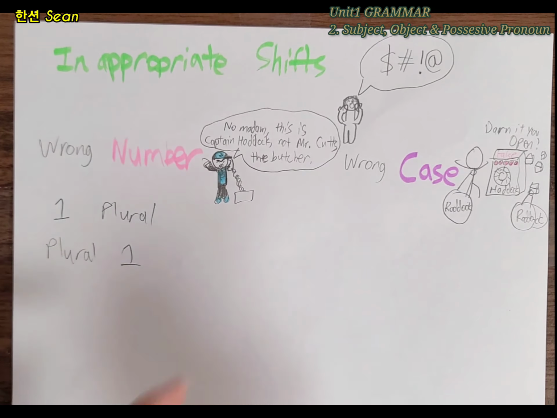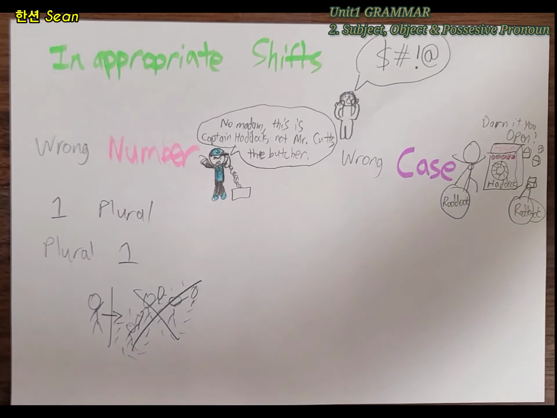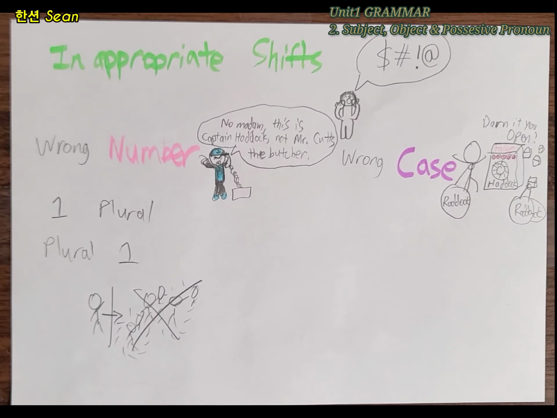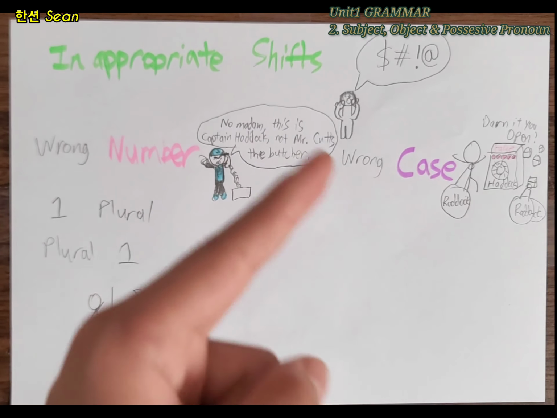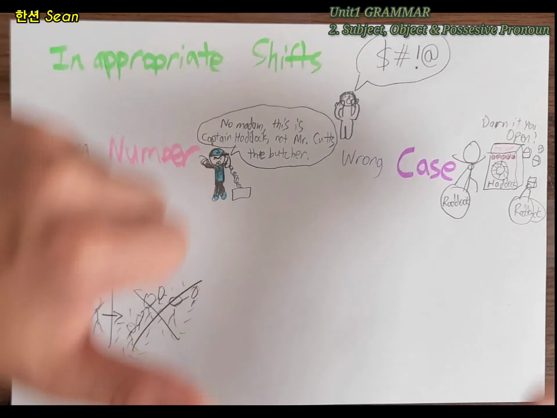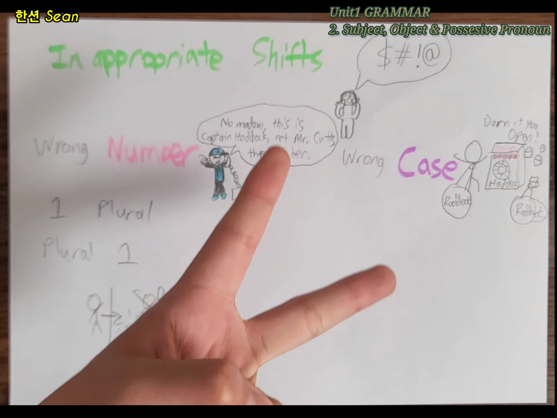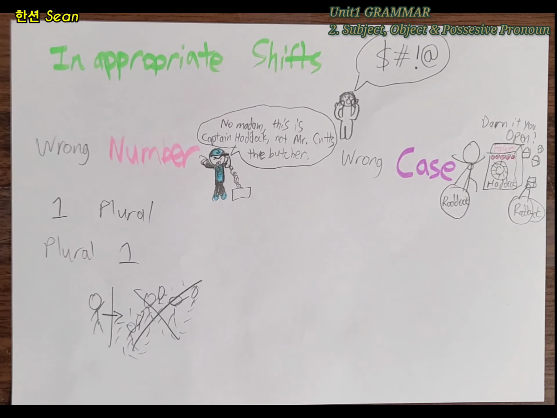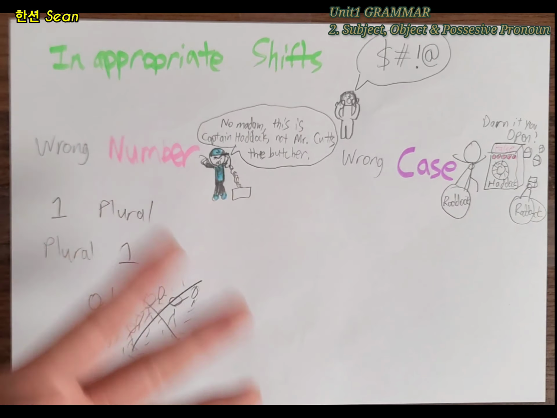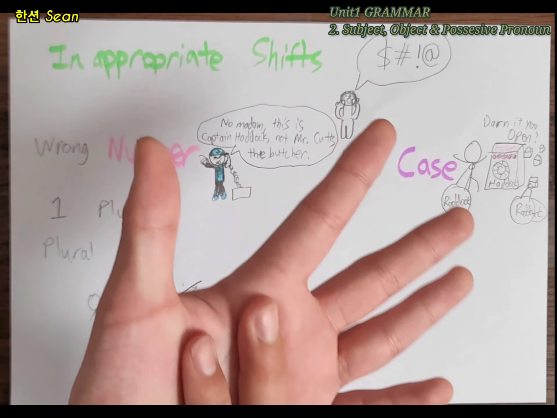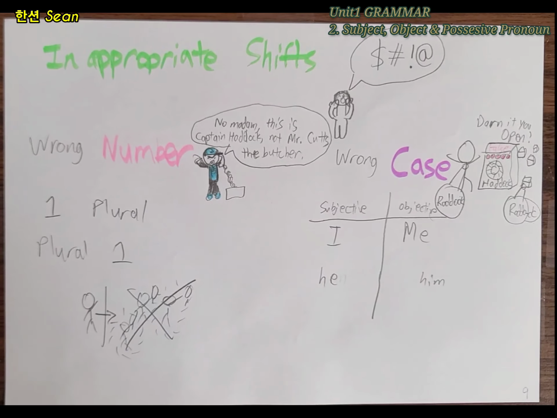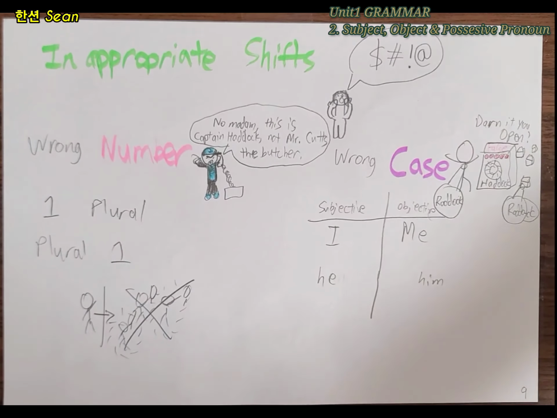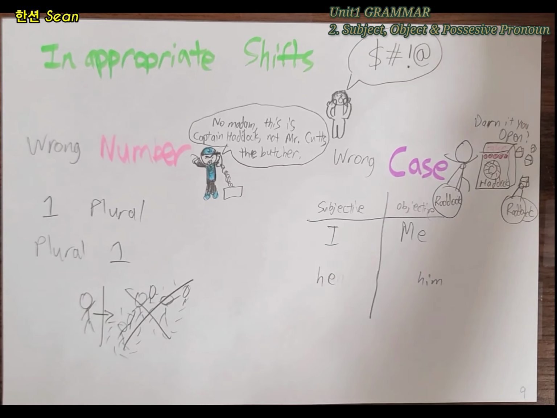Now, for the wrong case, you basically use the wrong type of pronoun in a sentence, such as incorrectly using an objective pronoun when you're supposed to use a subjective pronoun. For example, it's possible to use I and me to write about me, and it's possible to use he and him to write about my dad, but they don't go in the same place. I and he are subjective, and they belong to the subject of the sentence, while me and him are objective, and they belong to the object of the sentence. Yeah, just like that. And that's basically where all of this ends.